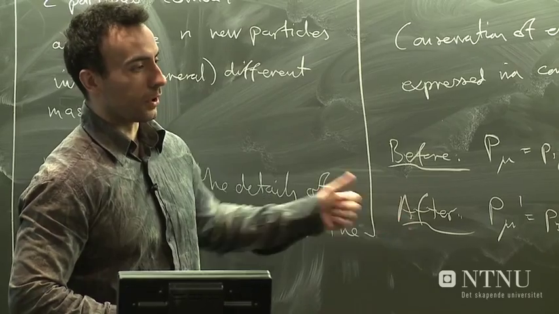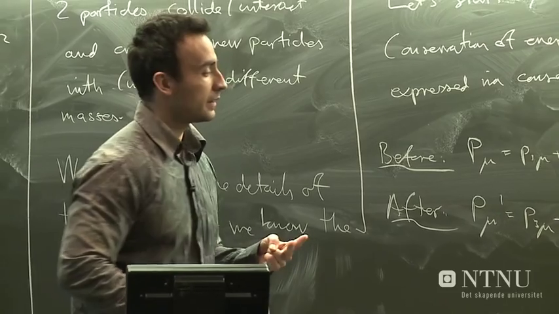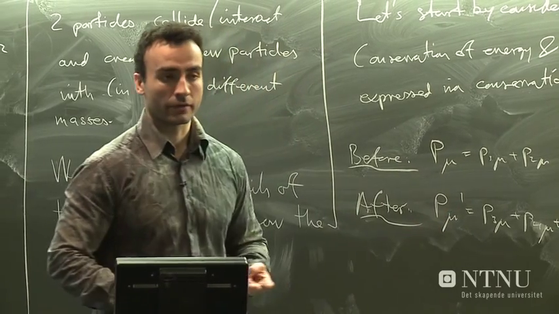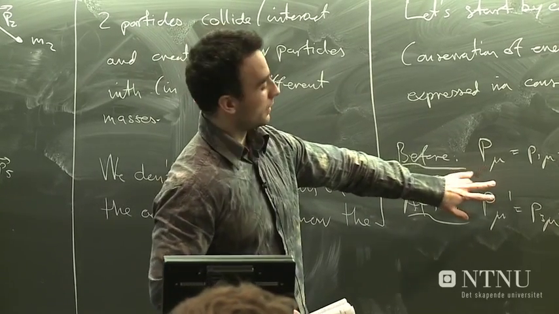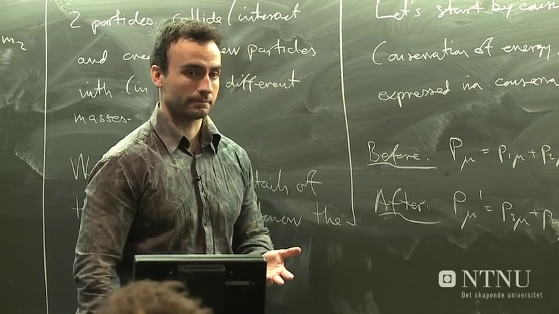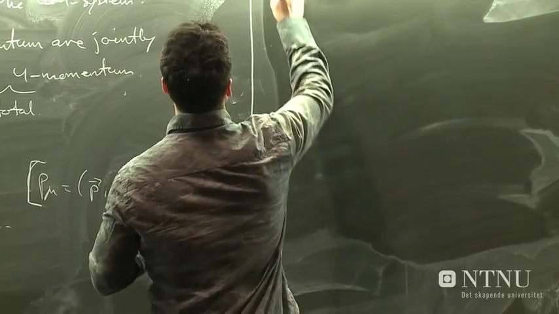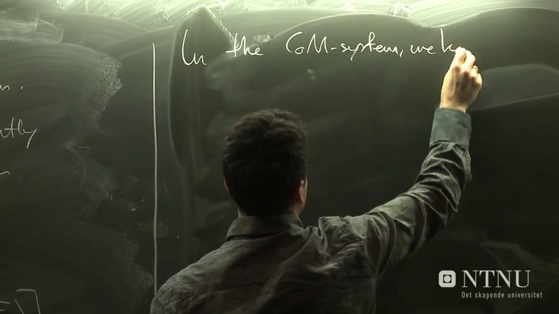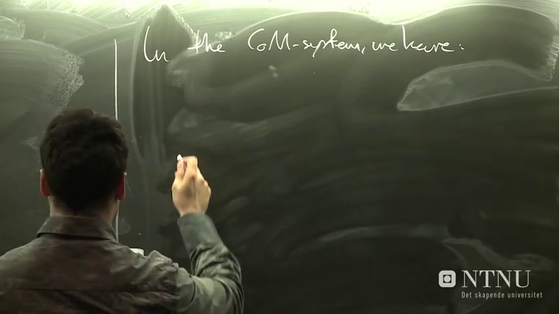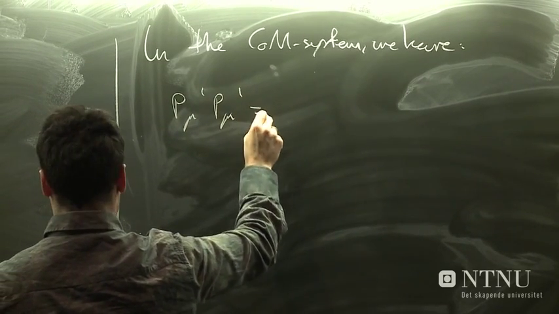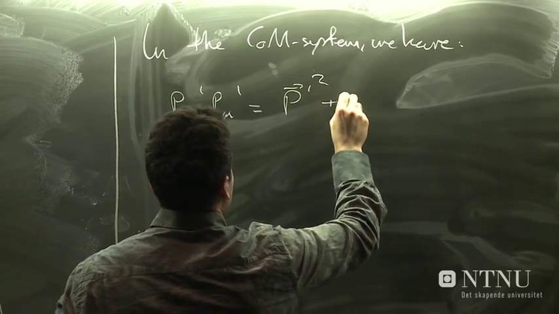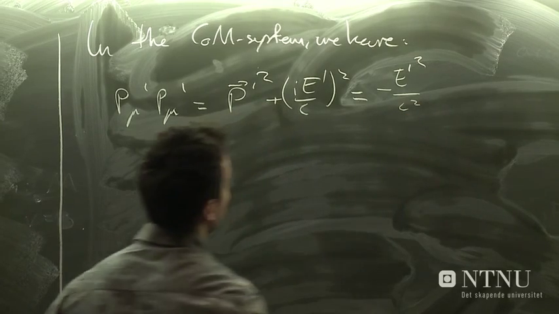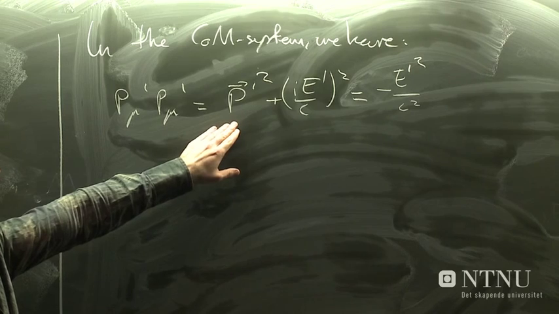Okay, so this is what we know, and we're armed with two very important things. One thing is that the four-momentum is conserved, so p mu is equal to p mu prime. And the other thing we know is that the scalar product of this total four-momentum vector is an invariant. So in the center of mass system, we have this, again due to the convenient fact that the total momentum is equal to 0.